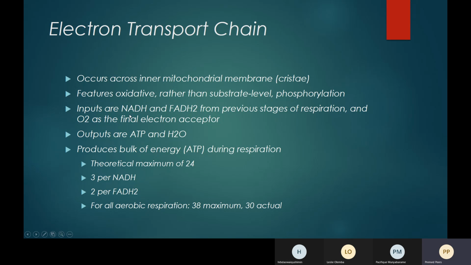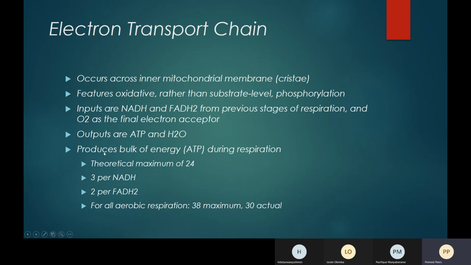So the inputs here are those high energy electron carriers. We made these things in glycolysis, pyruvate dehydrogenation, and in the Krebs cycle, so we'd have those electrons to use as essentially a source of reducing power for this electron transport chain. And then we need oxygen as the final acceptor, as you're going to see in the diagram. Output, ATP, energy, H2O, which we just breathe out usually.